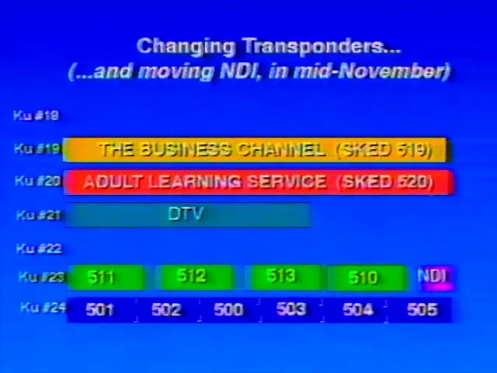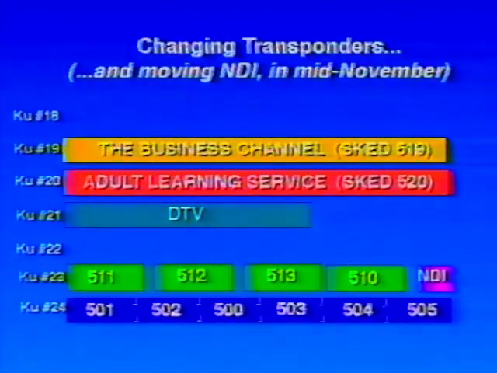For the business channel, that means what had been on Schedule 509 moves to Schedule 519, and down on transponder 23, those station and regional feeds that had been virtual channels number 541, 42, and 43 will become 511, 12, and 13. Again, we're going to know about this in a week. The schedules don't really change. It's only that the virtual channel number changes for those feeds.